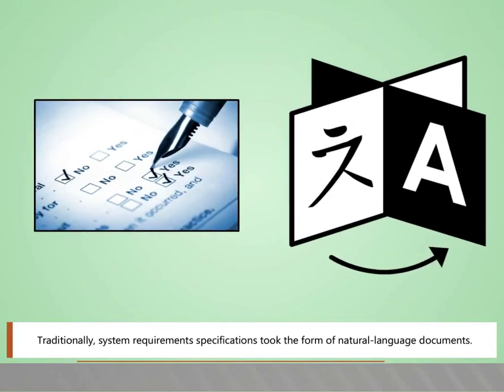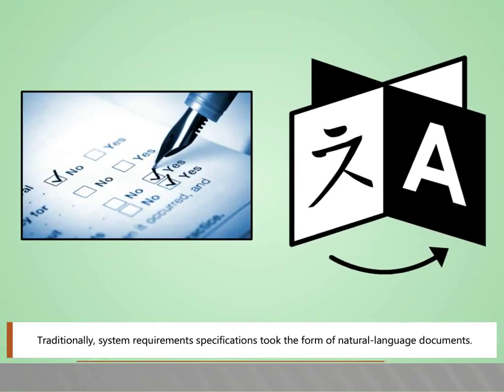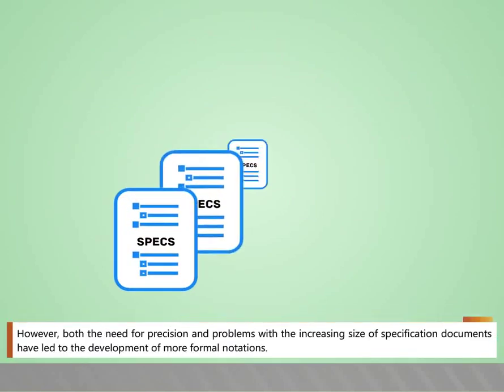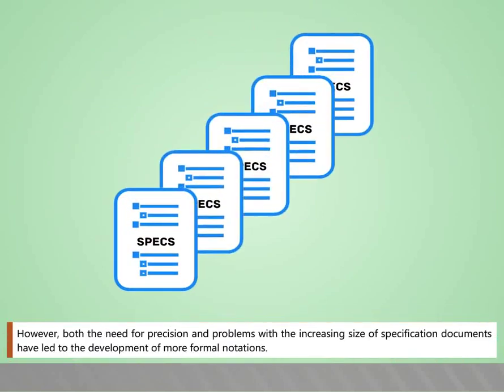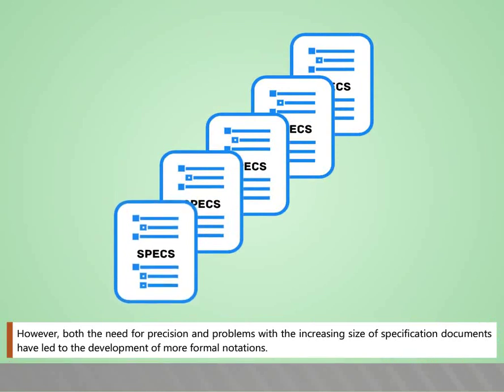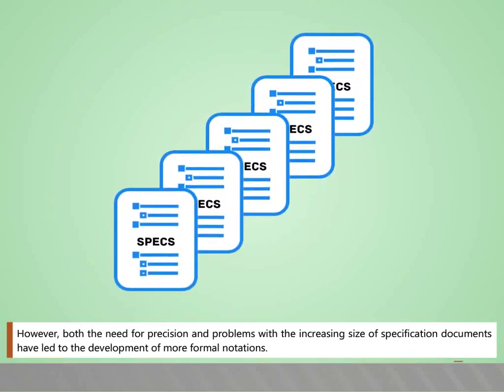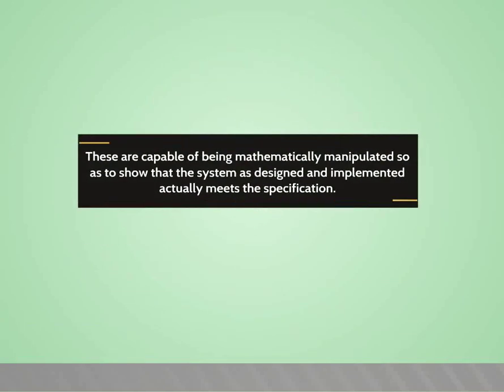Traditionally, system requirement specification took the form of natural language documents. However, both the need for precision and problems with the increasing size of specification documents have led to the development of more formal notations. These are capable of being mathematically manipulated so as to show that the system as designed and implemented actually meets the specification.